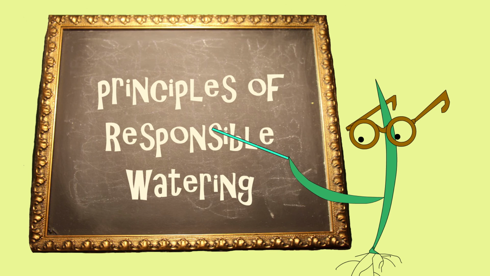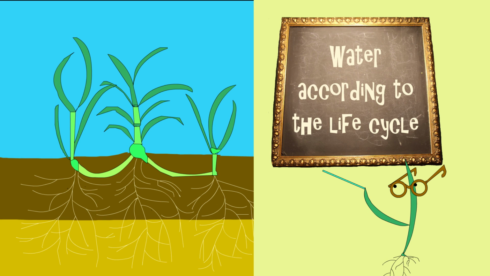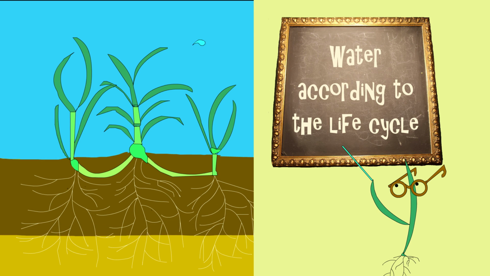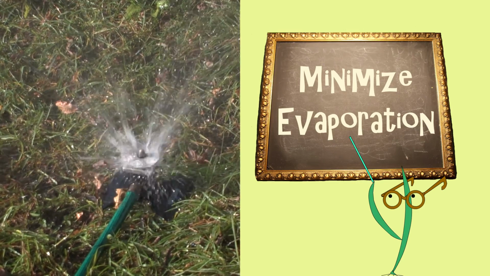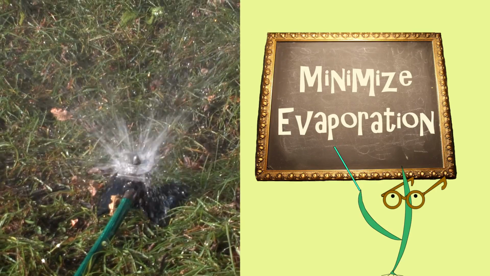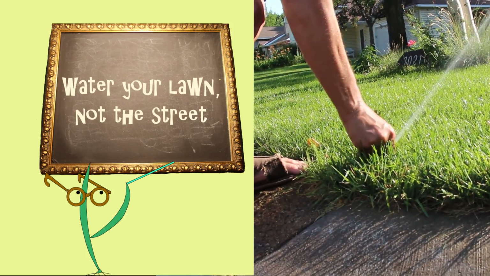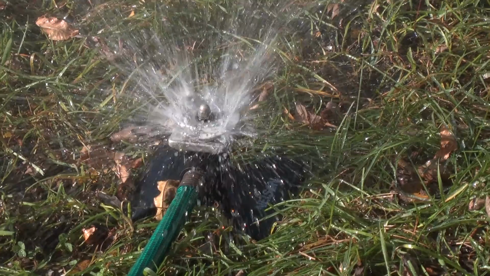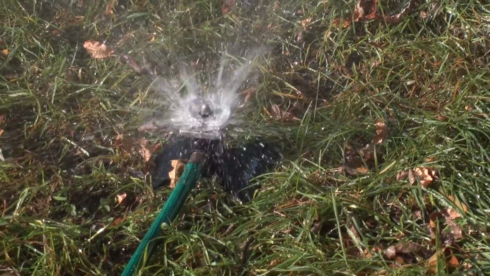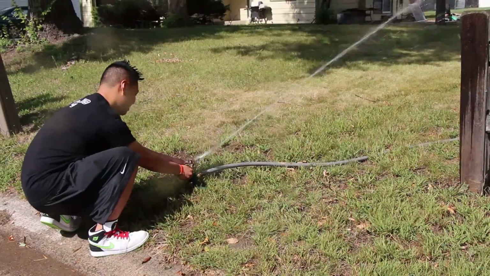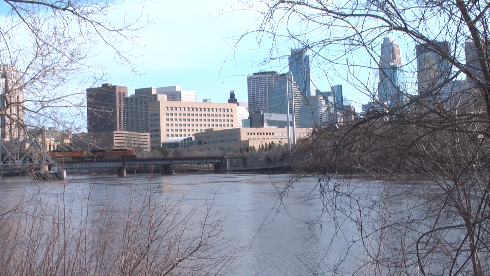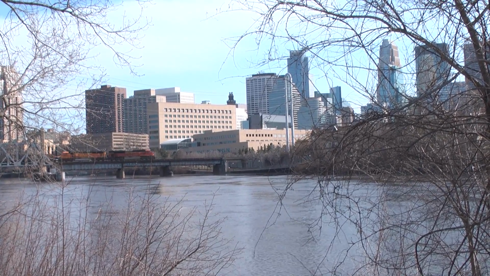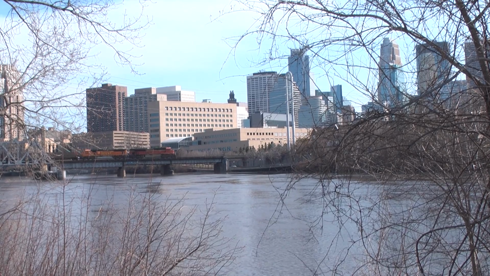Let's review the principles of responsible watering. Water according to the life cycle of grass. Don't overwater. Minimize water lost through evaporation. Water your lawn, not the street. If you follow these rules, you will keep your lawn healthy throughout the year while conserving water and keeping debris and chemicals out of our lakes and rivers.